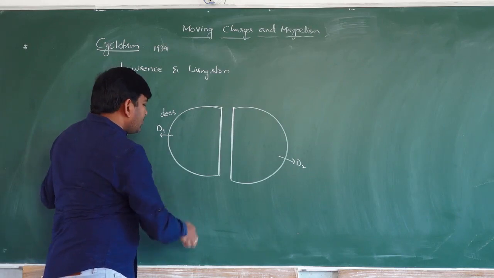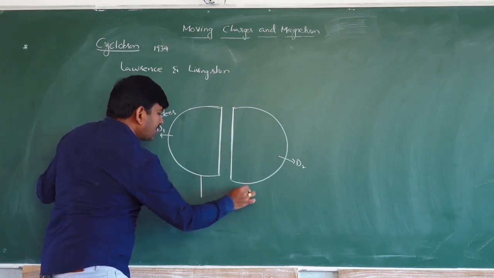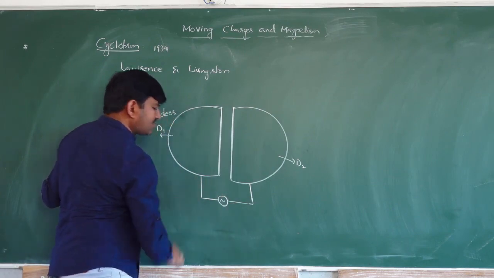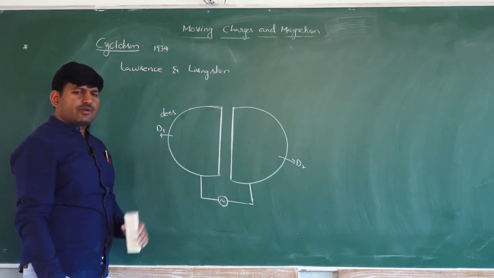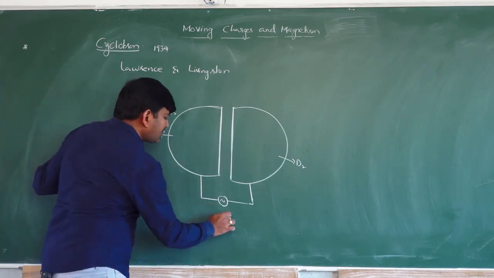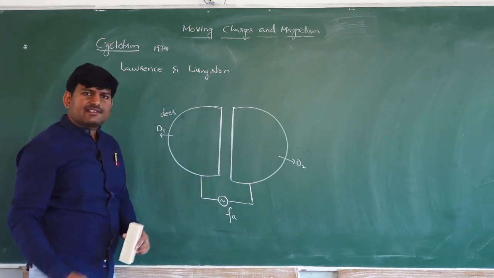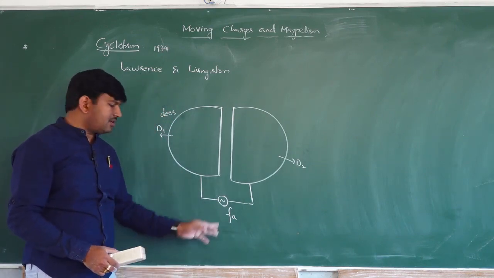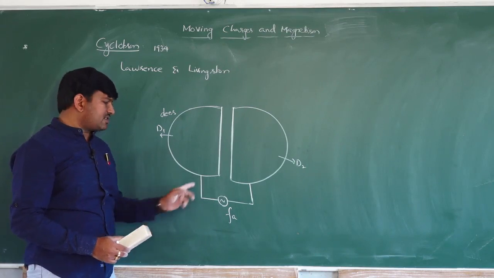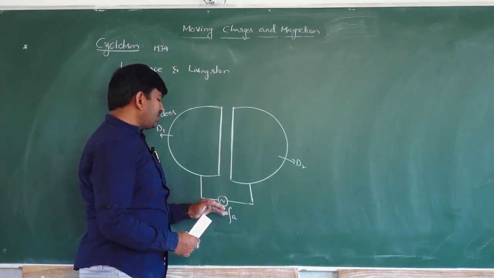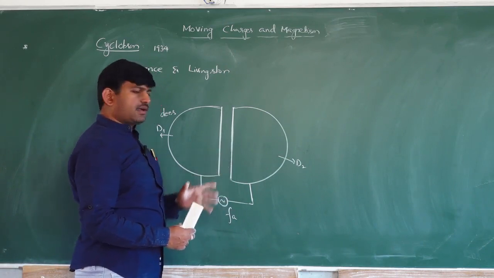Here these two Ds are connected to an alternating voltage source. A high frequency alternating voltage source is used to connect the two Ds. Let us take the frequency of the applied source as FA, which is connected to the two Ds. I will tell you what is the use of this high frequency source connected to the Ds.